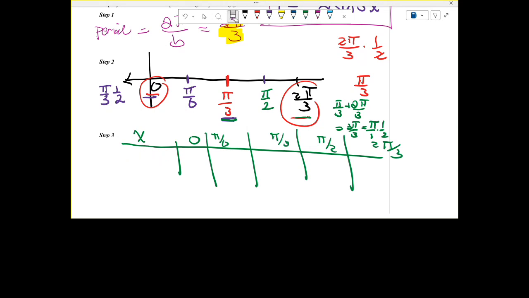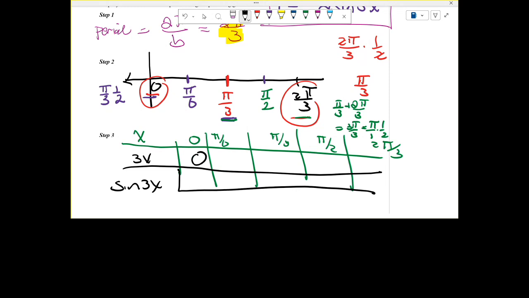And y'all, I'm actually going to do it this way. I'm going to do one extra step here: 3x, and then sine of 3x. These are going to be our regular pretty numbers that we always use. So now, when we're looking for the sine of 3x, we're really asking ourselves, do we remember the sine of 0, the sine of pi over 2, the sine of pi, the sine of 3 pi over 2, and the sine of 2 pi?